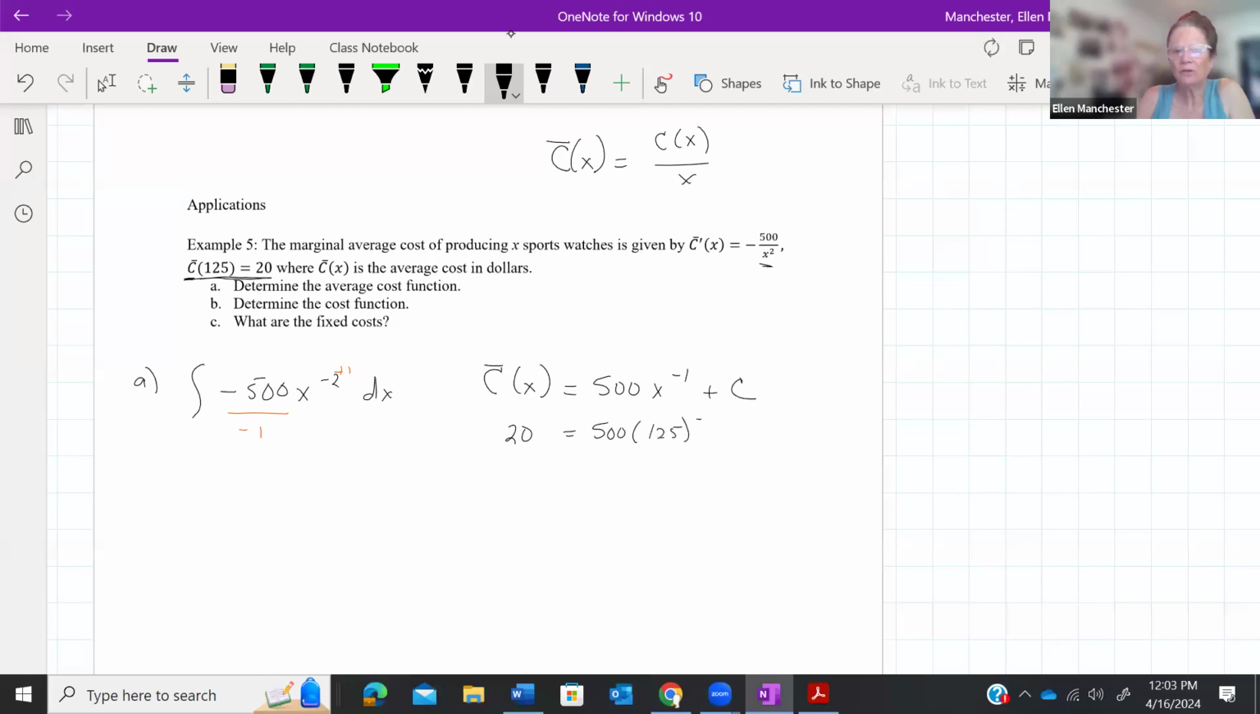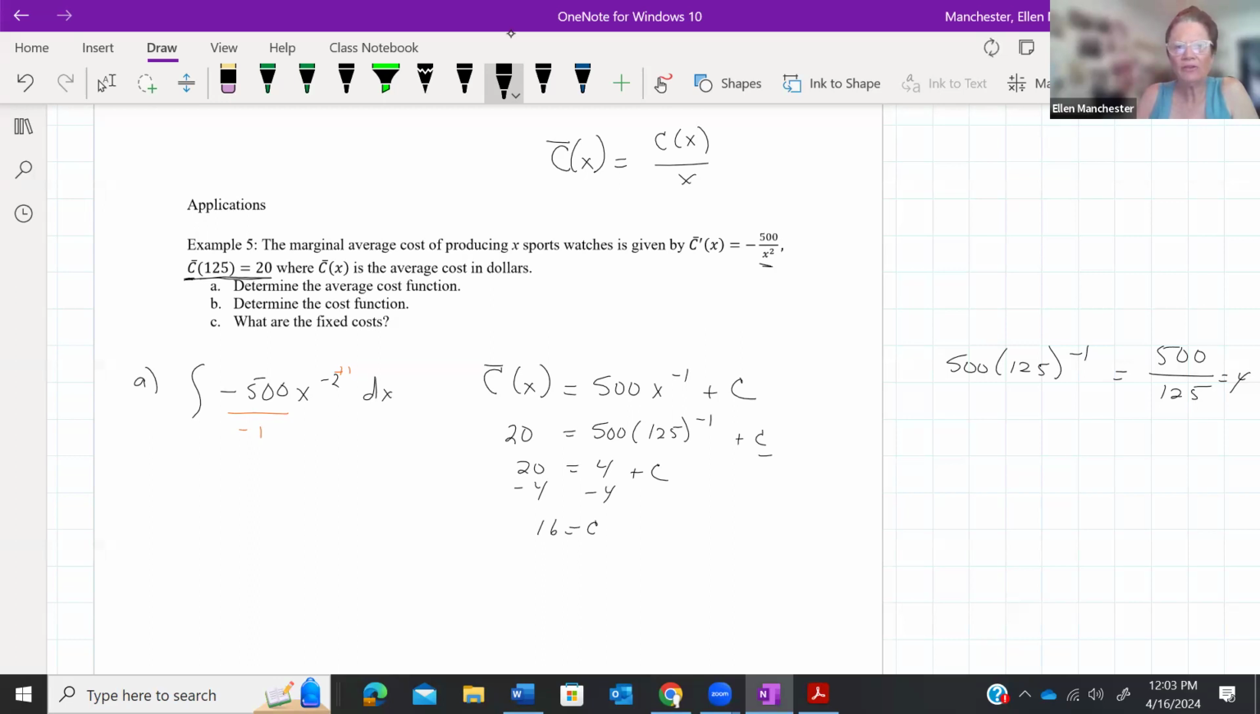Our x is 125. We're looking for c. So remember, 500 times 125 to the negative 1 is the same as 500 divided by 125. So that 125 just gets pushed down. So 500 divided by 125 is 4. So I have 20 equals 4 plus c. Subtract 4 from both sides, and I get c equals 16.